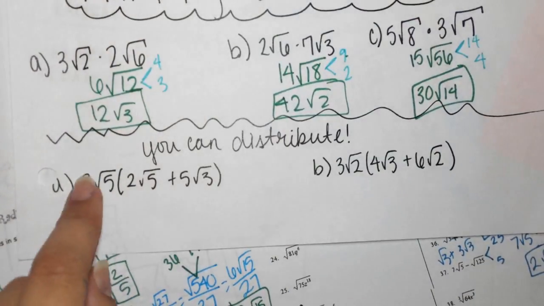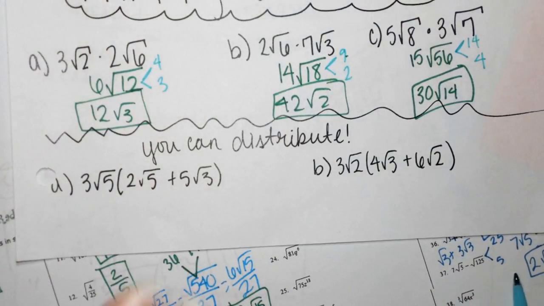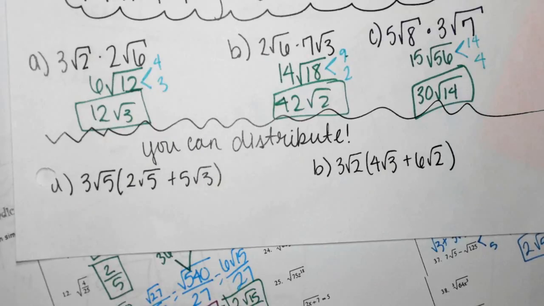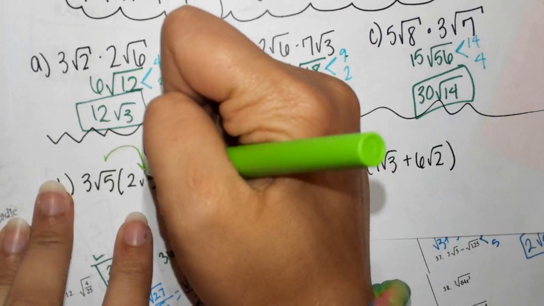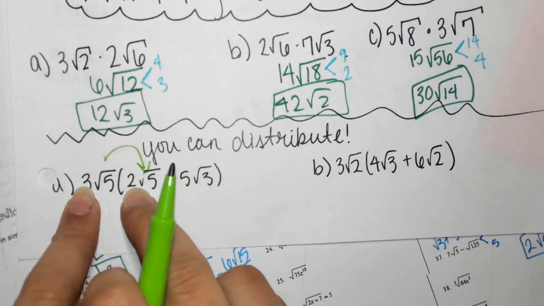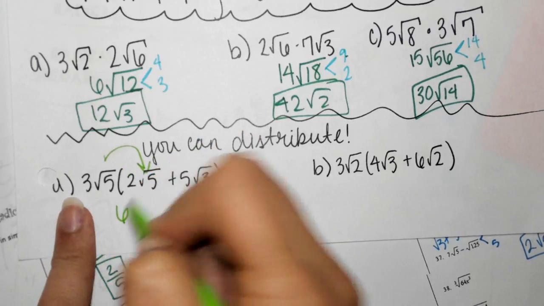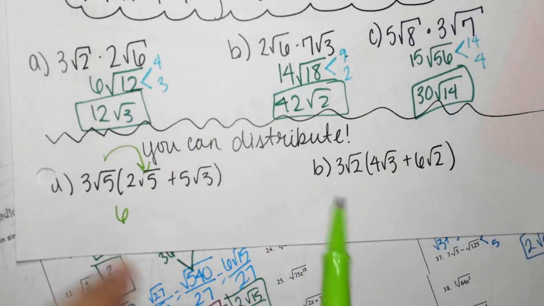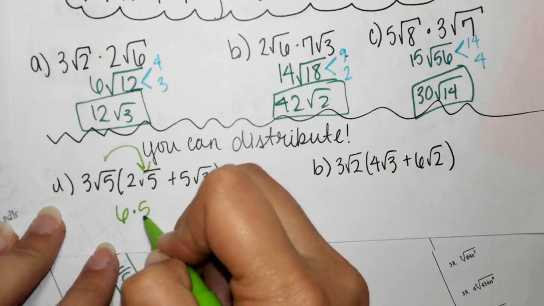Are we sure? Okay. So distribute, you still do the same thing. You multiply. You can only multiply the numbers on the outside of the radical and then the numbers under the radical. So for A, the first thing we would do is 3 root 5 times 2 root 5. So what's 3 times 2? 6. And what's root 5 times root 5? 5. Look at you go.